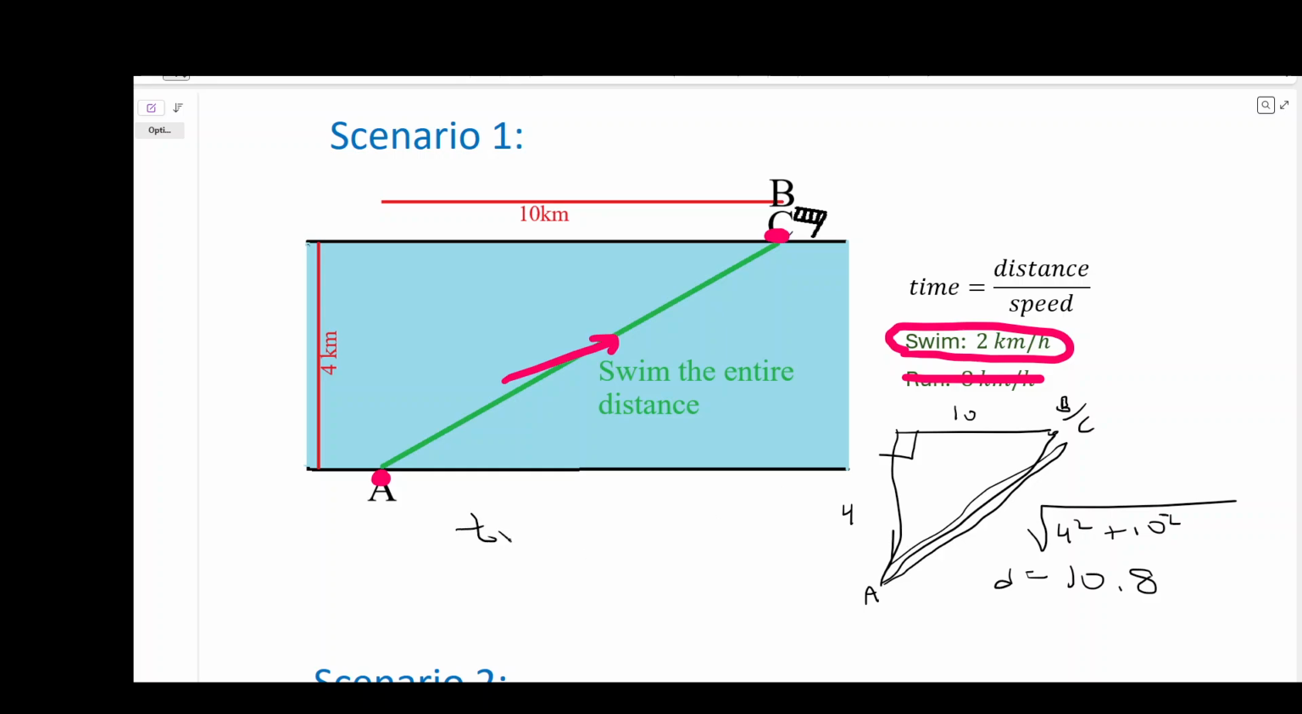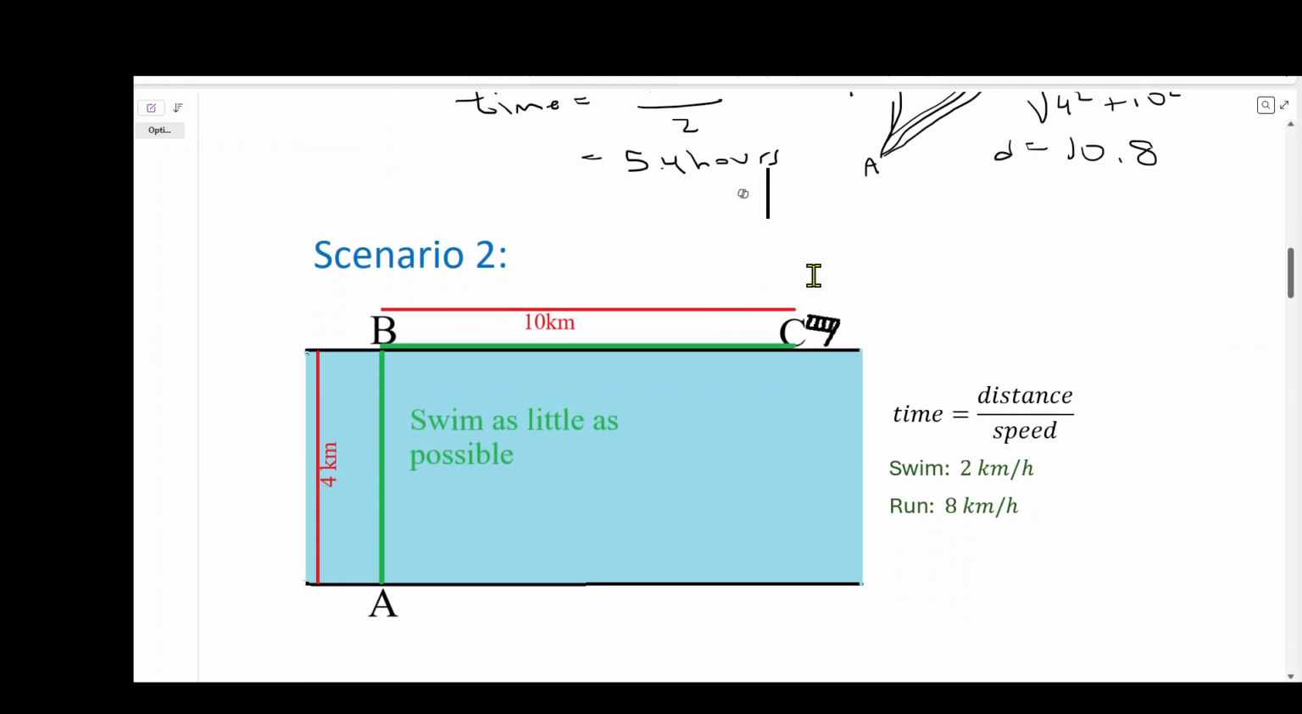So the time it would take is distance divided by speed. So that would take about 5.4 hours. Oh, this is a longer race. So that's one possible answer, that the person should swim the entire way directly from A to C. It would take 5.4 hours. Okay, let's look at a different scenario.